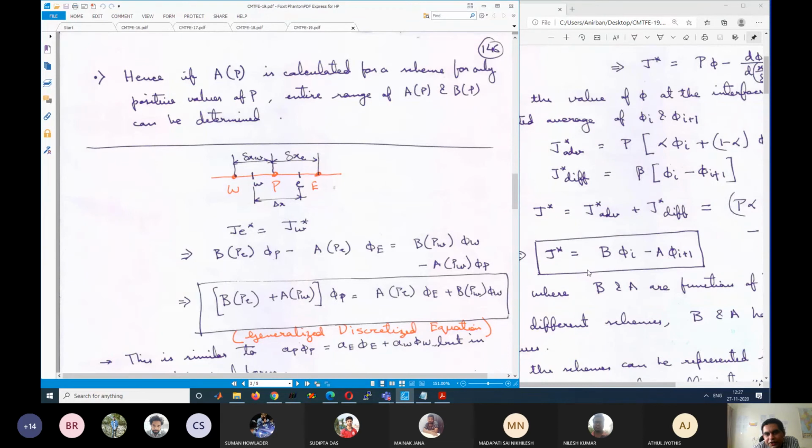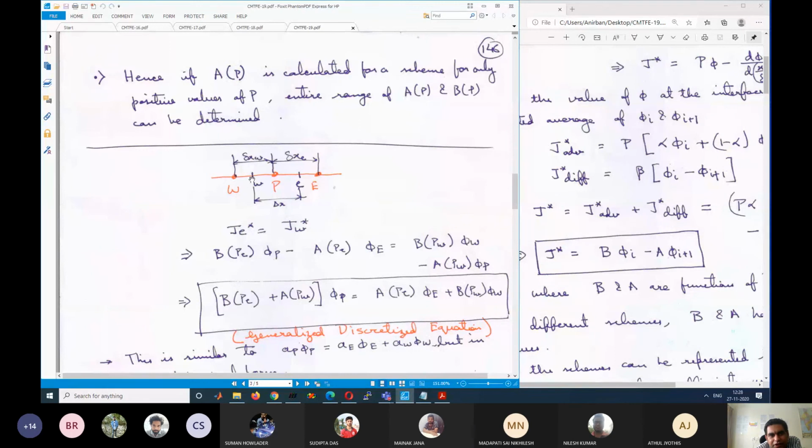Because B and A are functions of the Peclet number, we have to calculate the Peclet number for this interface, small e. So I am writing it as B as a function of P times phi P minus A as a function of P times phi E. Is this clear for J star, or is there any doubt? Yes, sir, clear.